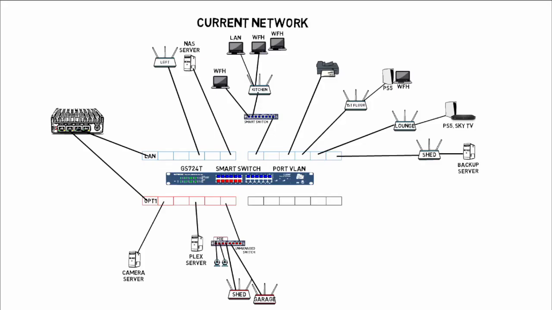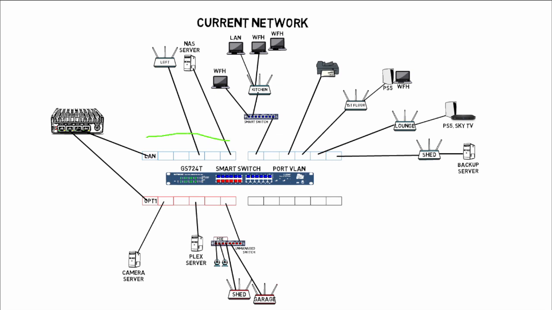Hi. So here is the second part of my network restructure series. This is my current network, and you can see the simple port-based VLAN structure. The switch is effectively broken up into three parts, which operate like three separate switches.